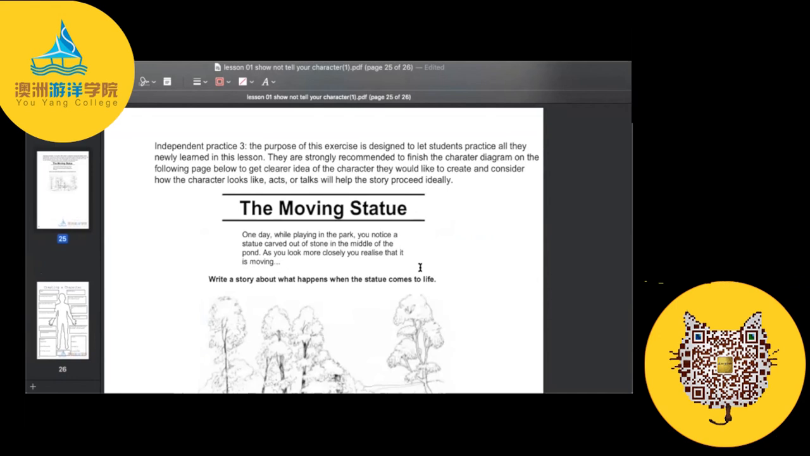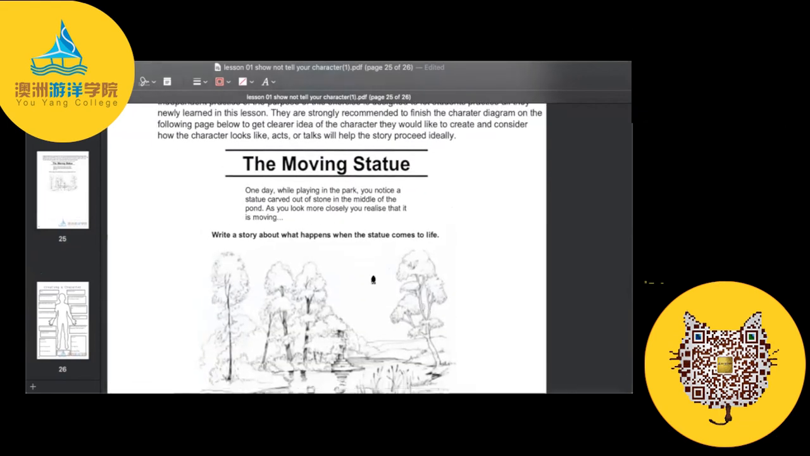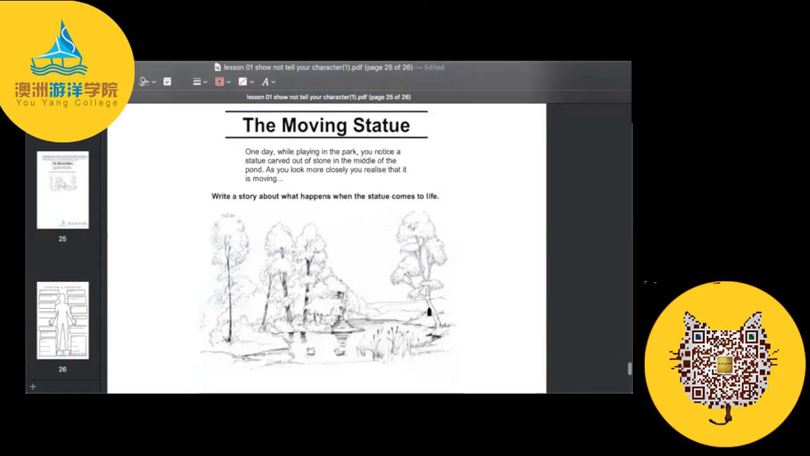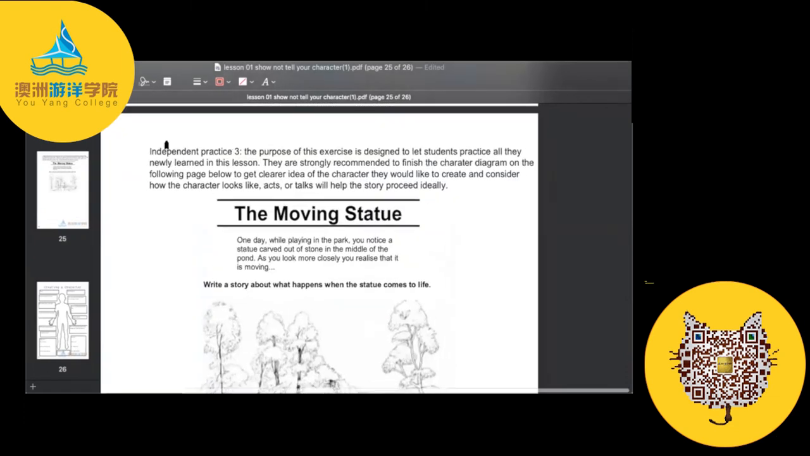So this is your chance to write a story. It's story time. Yes. So it's called The Moving Statue. Ooh. So it's write a story about what happens when the statue comes to life. Ooh. And there's a little note about the purpose of the exercise.